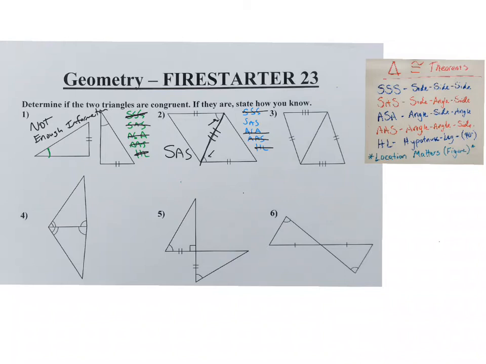3, once again, I have side, side, side, side, angle, side, angle, side, angle, angle, angle, side, hypotenuse leg. Well, I don't see a 90-degree angle, gone. I don't see any angles at all, and I don't see vertical angles, so all those are gone. So I got to hope that I can be side, side, side. Well, as long as I can do that, which I can, that means I get to say side, side, side.